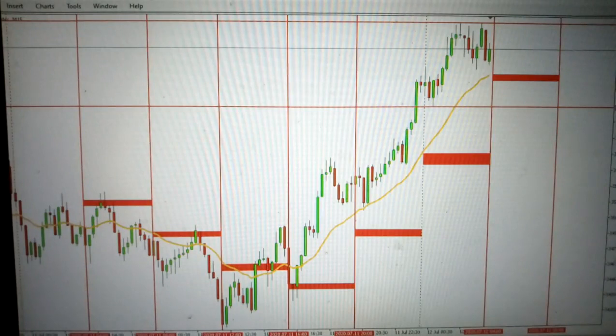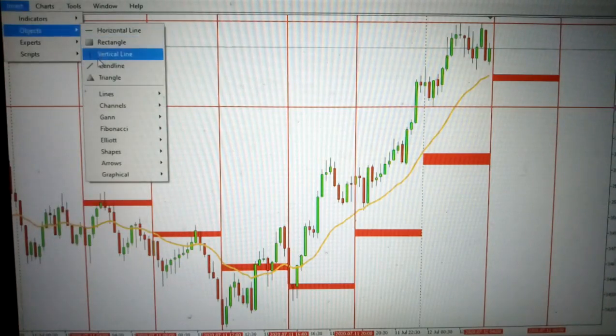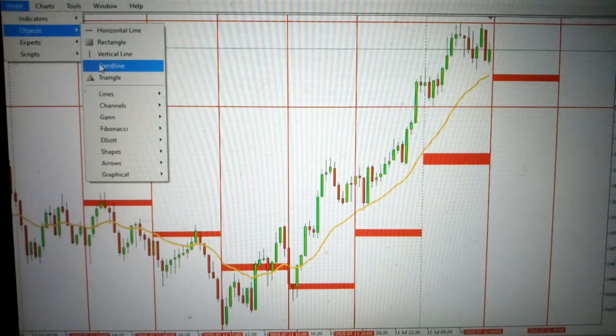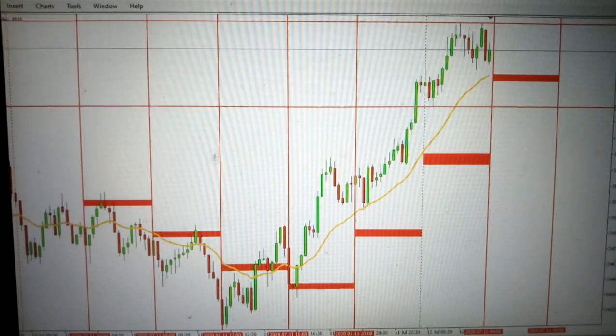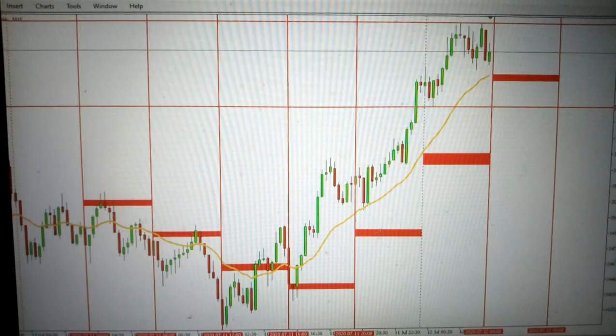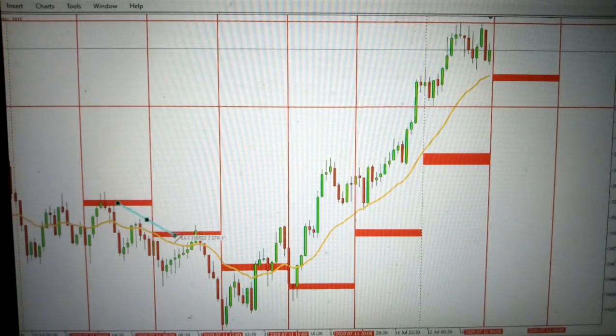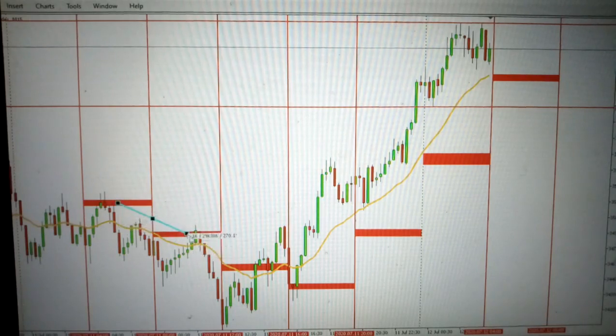Okay, now the next thing for me to do is to use trend line to map out connecting lines that will connect my support and resistance zones. So from the middle of the support or the resistance, I'll connect to the middle of the next support or resistance. That is, from one midpoint of the shape to another midpoint.